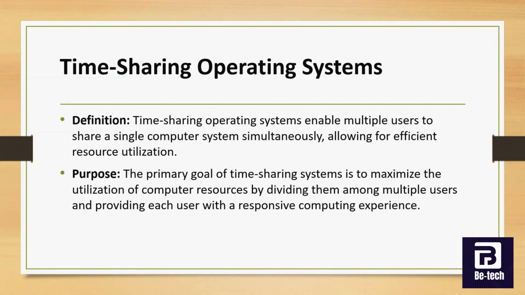So all the users are able to access the resources, or the whole operating system, but one by one. When it comes to a time sharing operating system, we share all the resources among all the users that we have created. It could be 5 to 6, or any number. How they access it, I have already told you: with the help of SSH and RDP connection. The primary goal of a time sharing system is to maximize the utilization of computer resources by dividing them among multiple users and providing each user with a responsive computing experience.